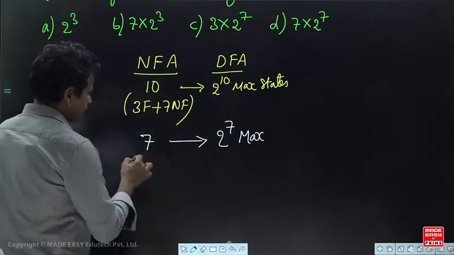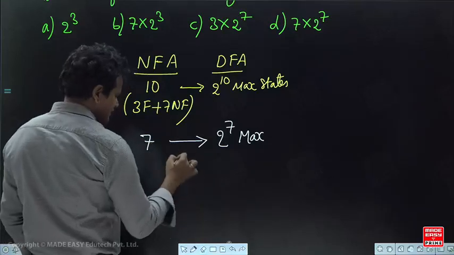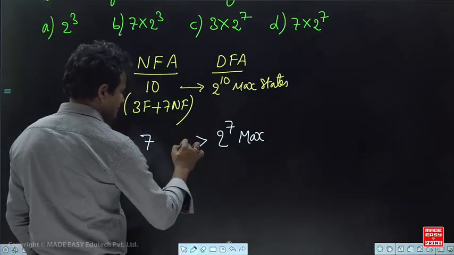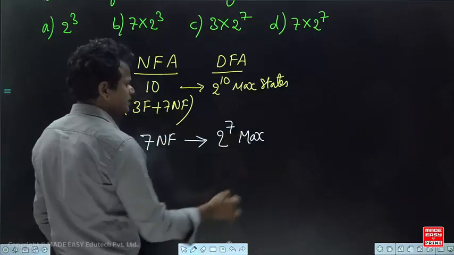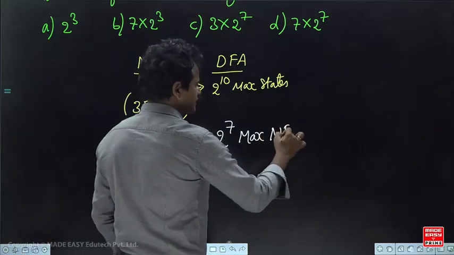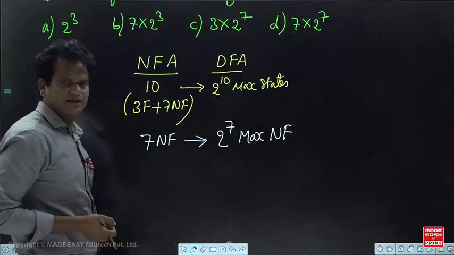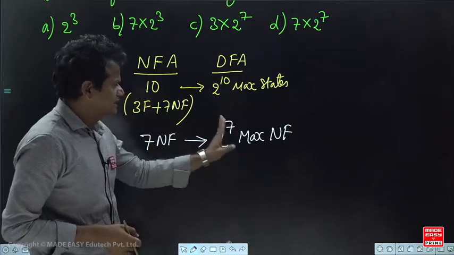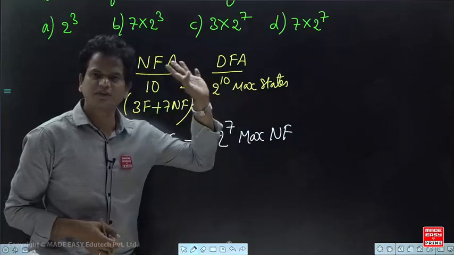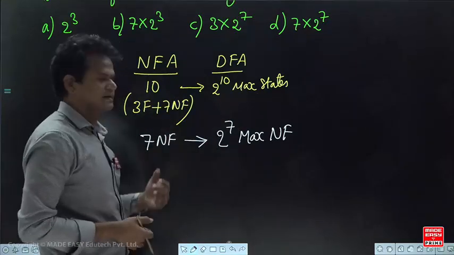Okay. Now, if all these 7 are non-final, then what about these 2 power 7? All are non-final, right? Why? Because there is no final in the NFA. When you convert into DFA, you will get all of them as non-final because there is no final here.